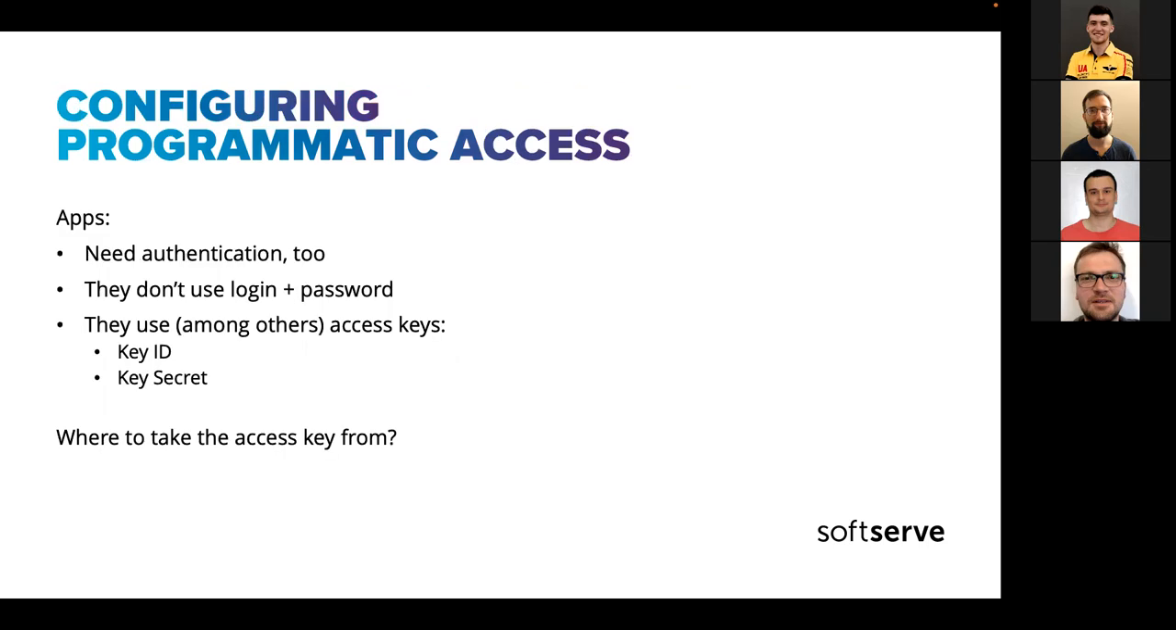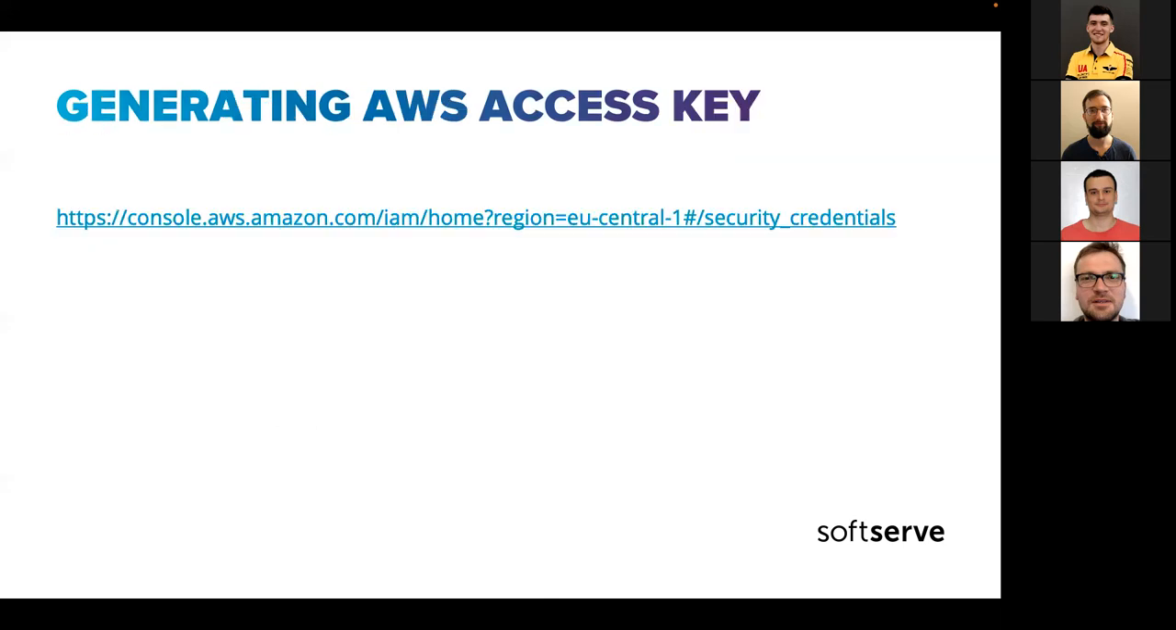So how do we configure our environment to allow programmatic access? Because applications need authentication too, right? But they won't be using a login plus password in AWS. They will be using access keys, which are credential pairs consisting of a key ID and a key secret. So where do we take those access keys from? We take them from the AWS console.